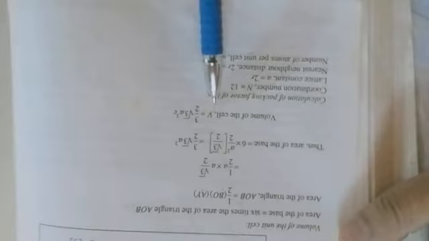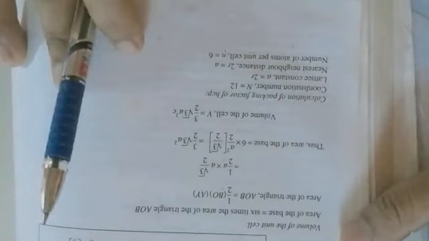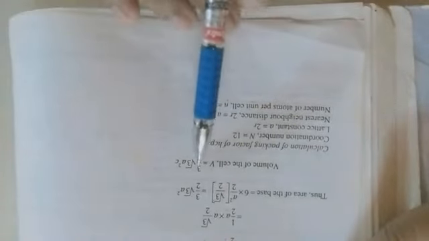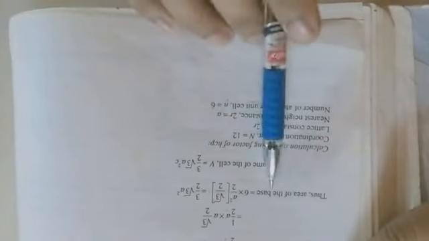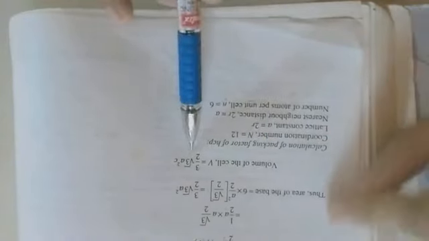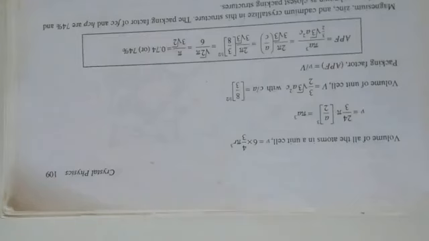Now what is the volume of the cell? We already know the base, and the height was C, so the volume of the cell will be V is equal to 3 by 2 root 3 A square, this is the base, into height C. That is the volume of the cell. Now calculation of the packing factor. Coordination number is 12, lattice constant we have already discussed, A is equal to 2r. Nearest neighbor distance will also be 2r is equal to A. Number of atoms per unit cell we have found.